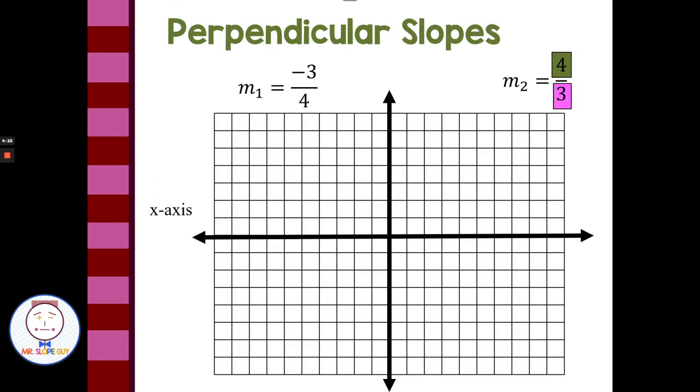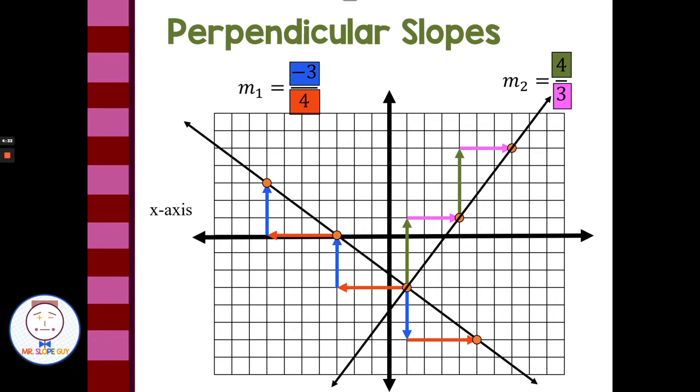And if we look at it graphically, if I drew a line that had a slope of negative 3/4, and I drew another line that has a slope of 4/3, up 4 right 3, up 4 right 3, up 4 right 3, they would cross and make two perpendicular lines. Notice how negative 3/4 and 4/3, if I multiply those slopes together, I would get negative 1, or one is a negative reciprocal of the other.